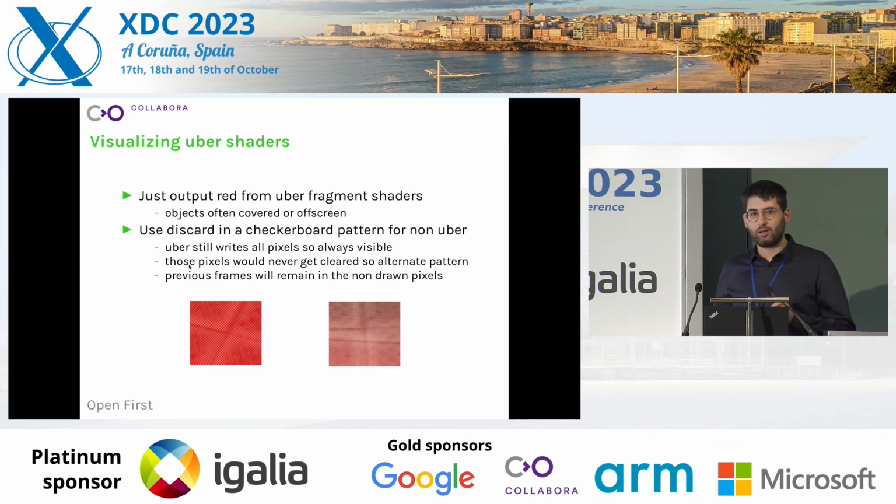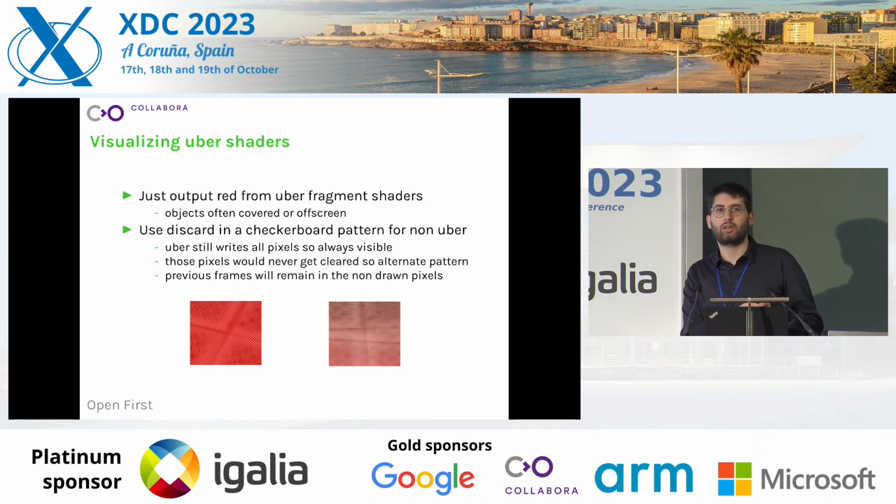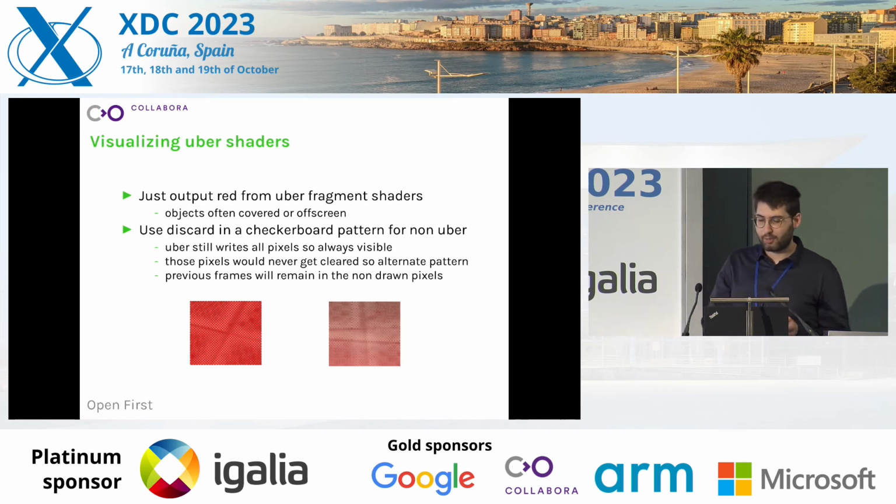So doing that means those pixels would never be written and cleared, though. So I also alternate the pattern to make it disappear eventually. The idea is without alternating patterns, eventually the entire buffer becomes red. Not the entire buffer, but like half of the pixels become red. You can't see anything. So by alternating patterns, I can more or less clear the buffer easily.